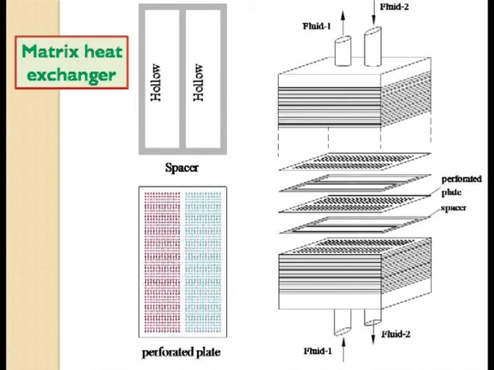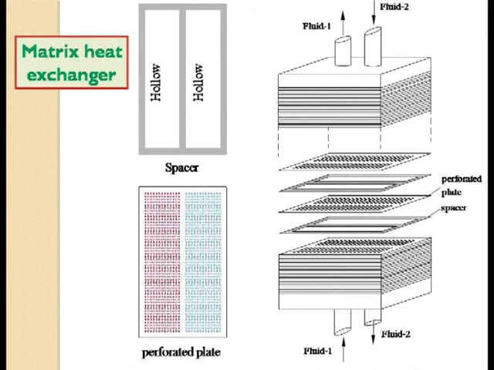Because these red colors are on this side, they will make a thorough passage for one fluid. And similarly, this set of holes for consecutive plates will be directly connected, and that will make a passage for another fluid.